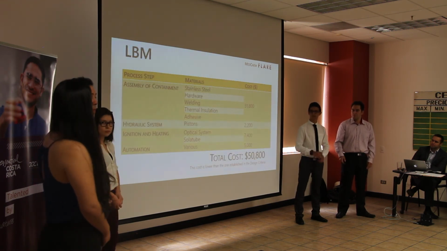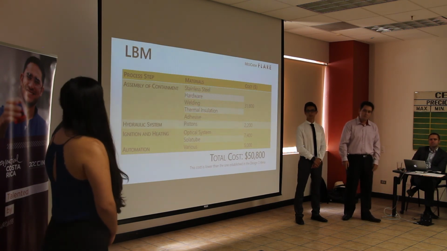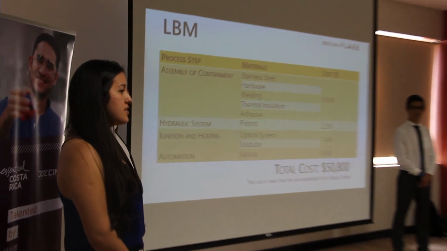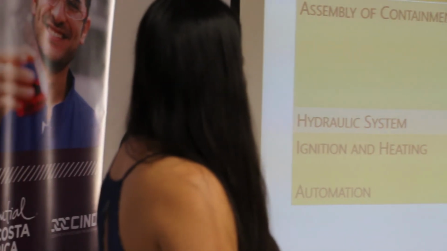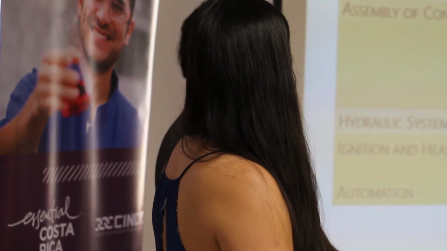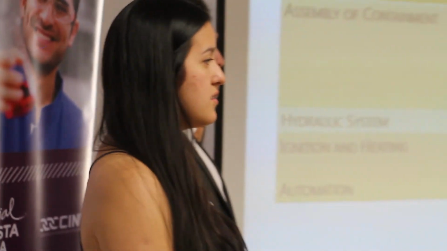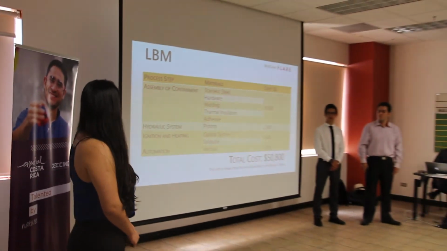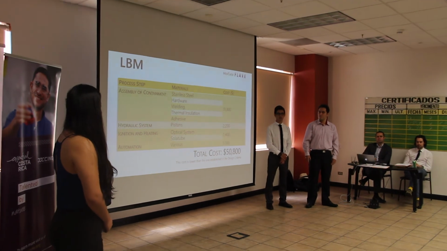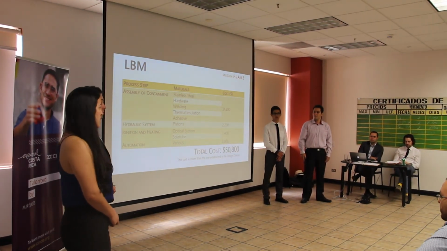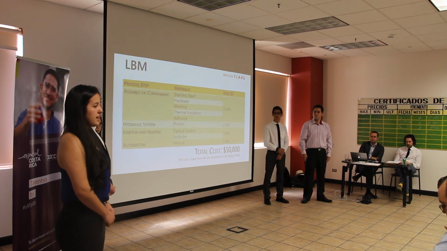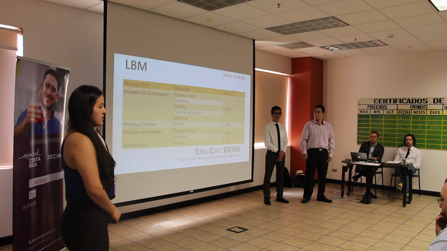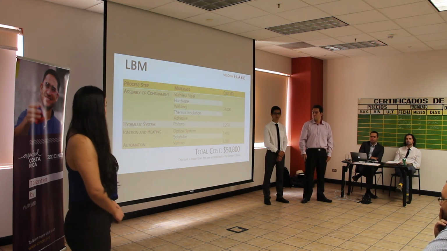For our labor burden and material analysis, we consider the process steps of building the device, which are assembly of the container. They're basically building the chambers. The hydraulic system consists basically of pistons, the ones that we saw on the design. The ignition and heating system is the optical system that you saw, but we have also thought of a fuel-based engine just in case there's not enough solar energy, but it's only for emergencies.